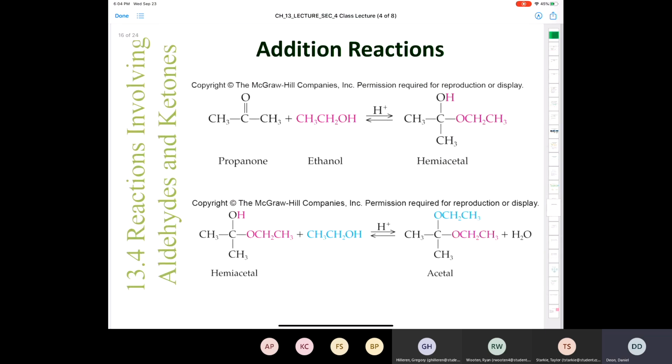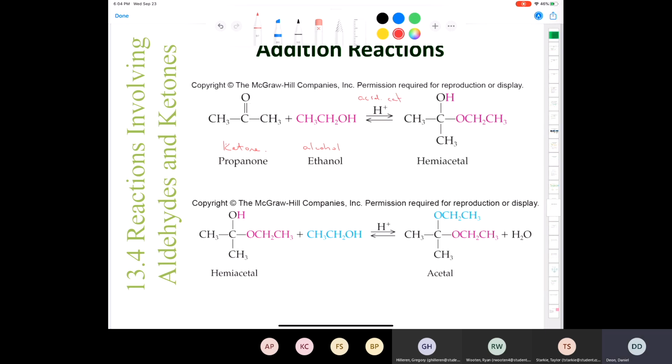Here are some more examples. You never have too many examples in organic chemistry. Here's an addition reaction with a ketone. So what are we starting out with? We're starting out with a ketone, propanone, and an alcohol. We have our acid catalyst.